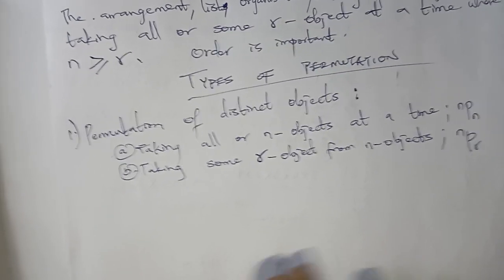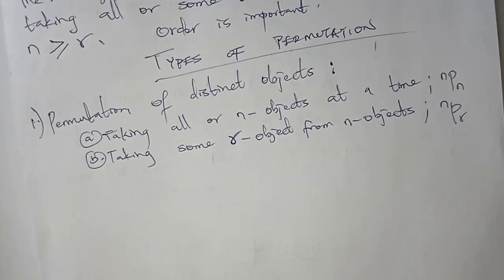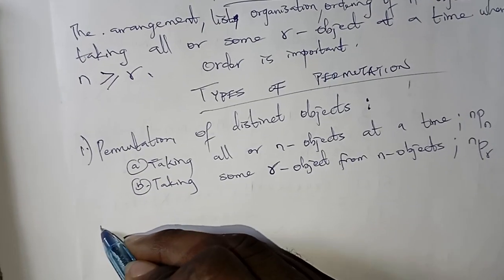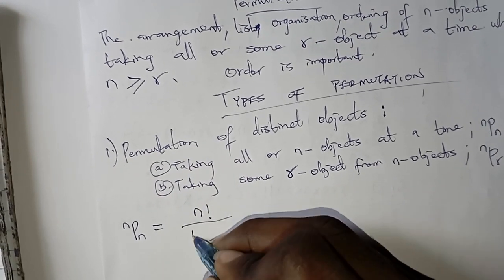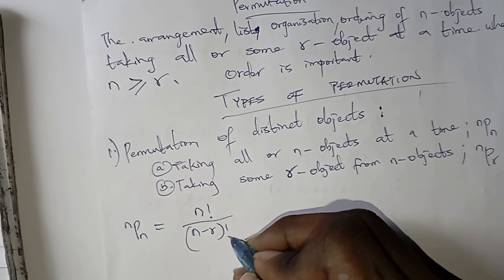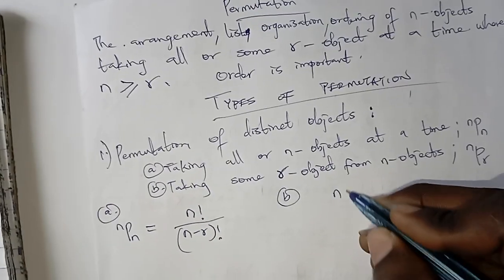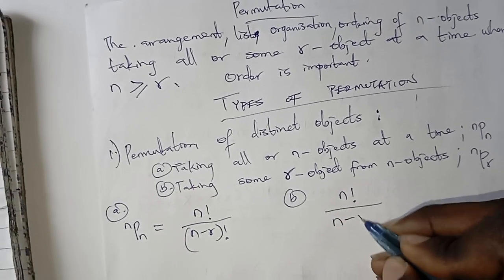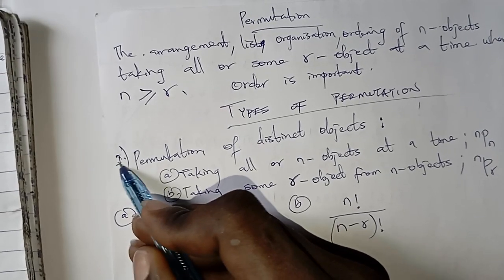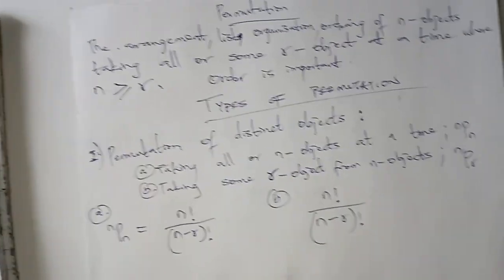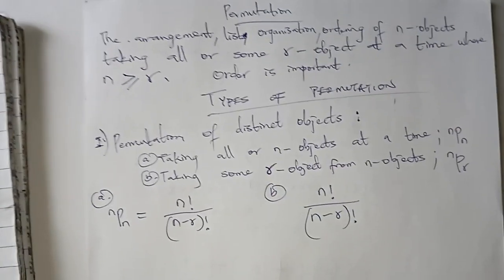Very important to note. We know that n permutation n is the same thing as saying n factorial all over n minus r factorial. That is for A. The B part is the same thing as saying n factorial all over n minus r factorial. So this is number one type of permutation, but most students take it to generalize as the type of permutation. This is permutation for distinct objects.